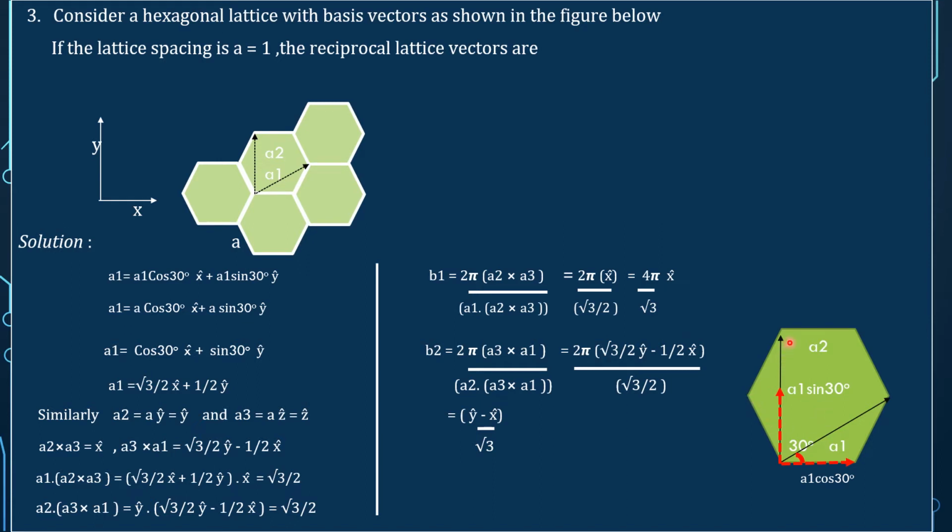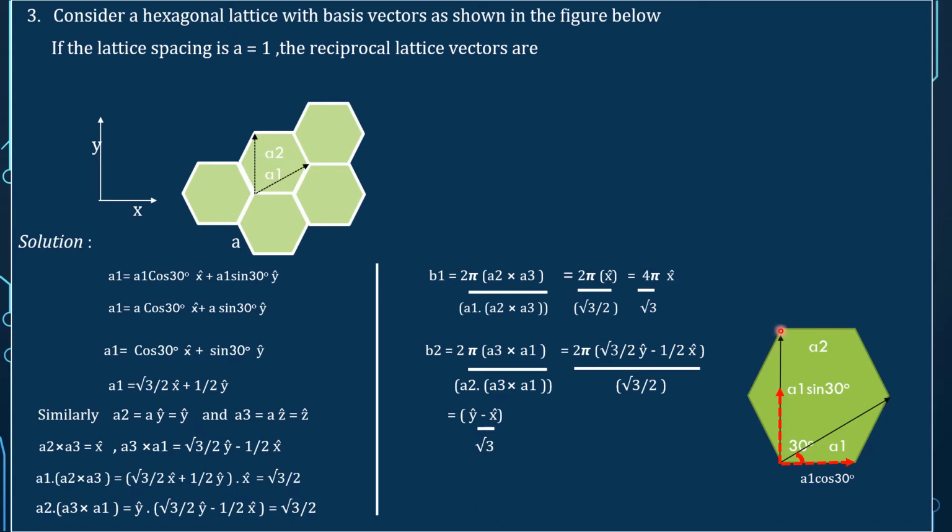So in this triangle, if this is 120 degree, then the other two angles will be 30 degree each. Similarly, in this triangle also, if this is 120 degree, the other two angles will be 30 degree. So vector a1 can be split into two components. One is the x component a1 cos 30 and another one is the y component a1 sin 30. And a2 is the vector along the y direction only.